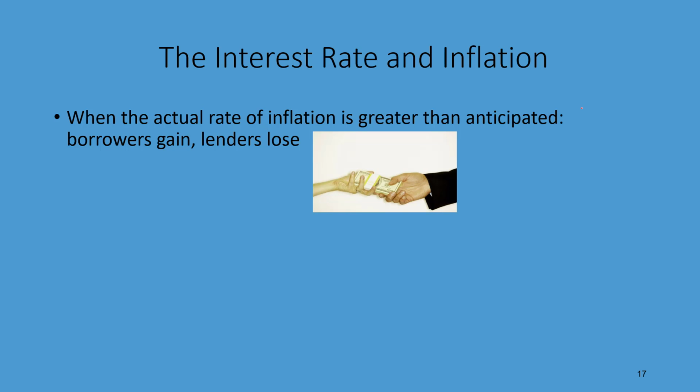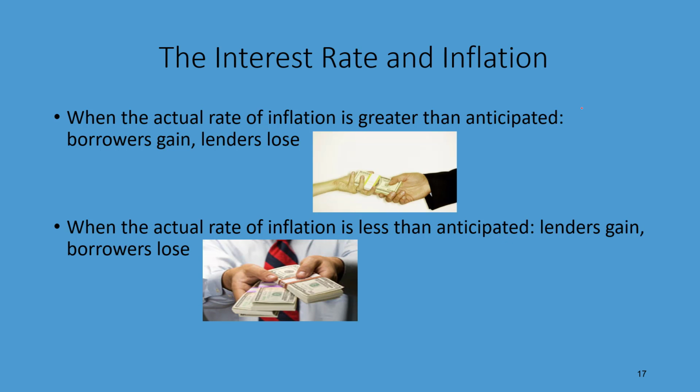But they could always get it wrong, just the way that economists tend to get a lot of things wrong. So when the actual rate of inflation turns out to be greater than we thought it was, it is the borrowers who gain and the lenders who lose, right? The borrowers are paying back dollars that are worth less than what the bank thought they would be, so the borrowers win at the expense of lenders.